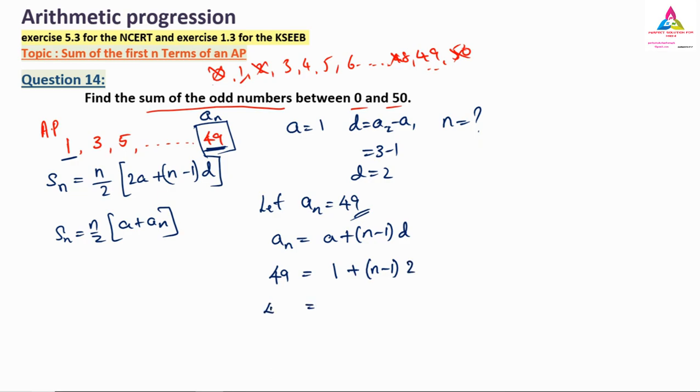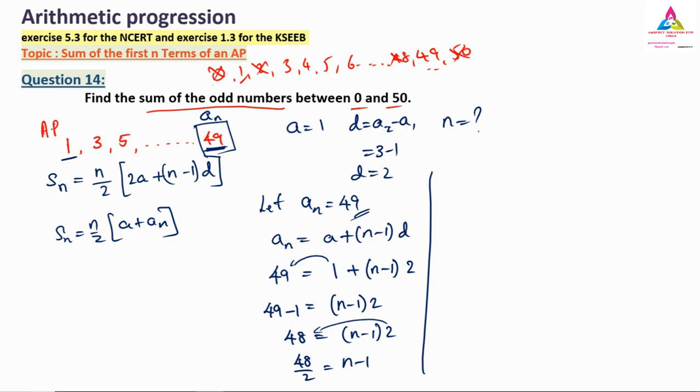So 49, keep it as it is. This 1 can be brought this side, it will become minus 1. So I will write n minus 1 as it is into 2. 49 minus 1 is 48, is equals to n minus 1 into 2. 48, keep it as it is. This 2 we can bring this side, it will be divided by 2. That is nothing but n minus 1.